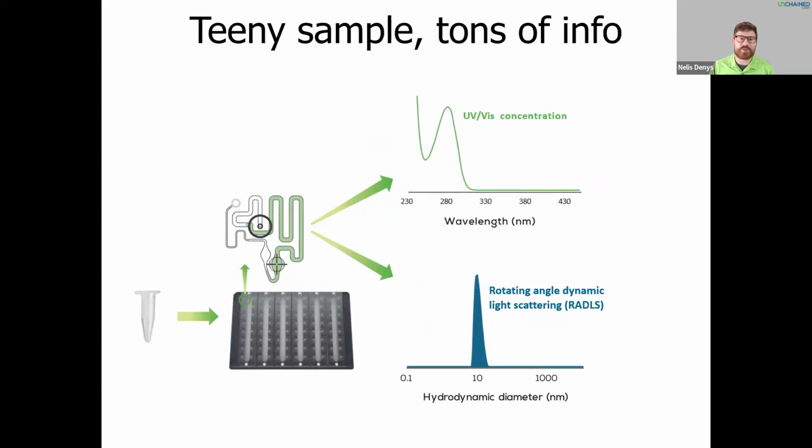Stunner is the only system that pulls together UV-Vis concentration, rotating angle dynamic light scattering, and multi-angle static light scattering data on the same 2 microliter sample. And so you just load that 2 microliter sample in a Stunner plate. You don't bother with any sample prep or dilution or anything like that. You just load your sample in. Our consumable has a microfluidic circuit with 2 fixed path lengths built into it to cover a wide dynamic range.